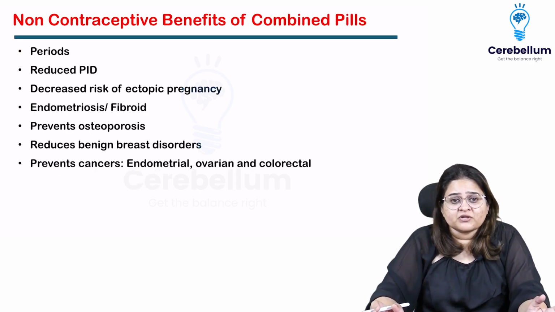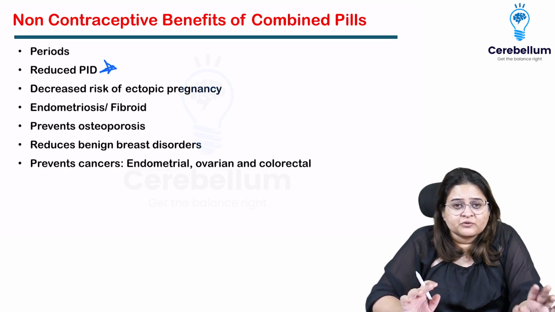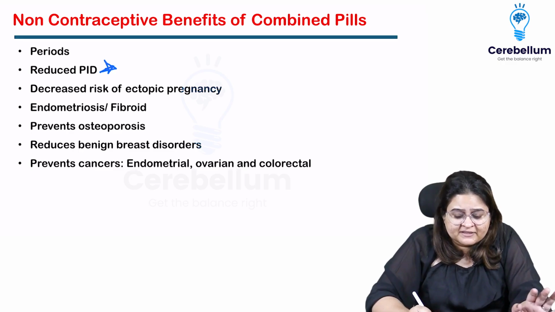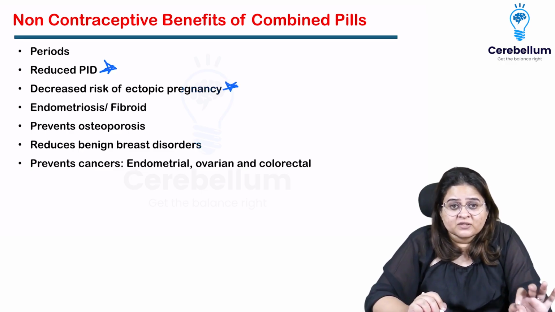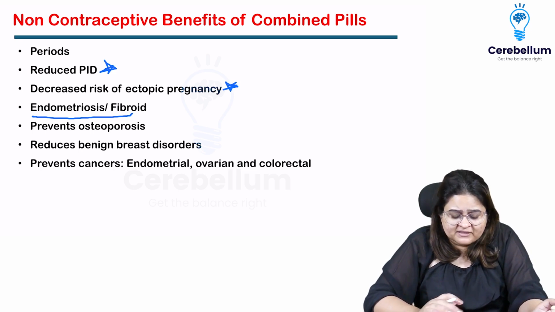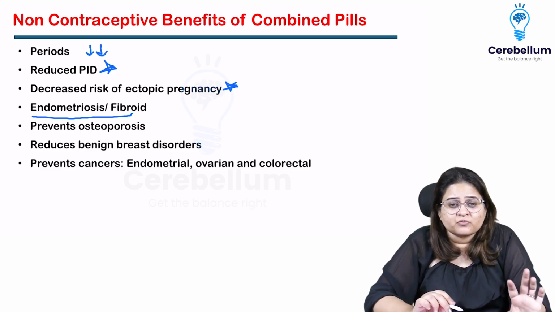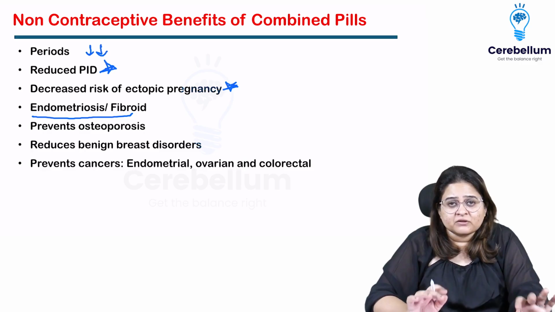What are these non-contraceptive benefits? In this, what you should remember, questions that have come: it reduces the incidence of PID, there's a reduced incidence of ectopic pregnancy also. It can be used in endometriosis, fibroids, we've already discussed this. Okay, it reduces the blood flow and the pain. So painful periods, heavy menstrual bleeding, it will reduce it.